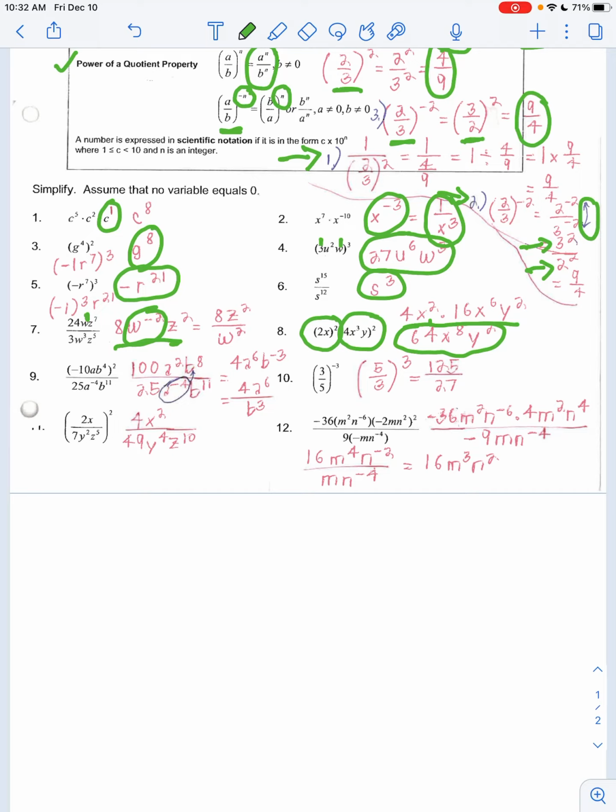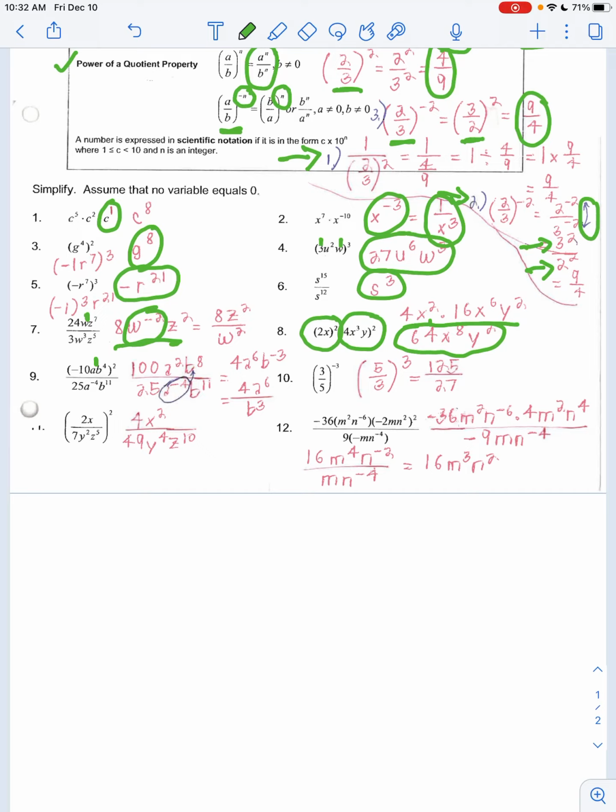Number 9, you got to simplify the numerator first. Take a look. When you square negative 10, that's 100. For a, you would multiply the power of 1 by the exponent of 2. That gives you a squared. For b, you multiply the exponent of 4 by 2. That gives you b to the 8th. And then the denominator, of course, is 25, a to the negative 4th, b to the 11th.